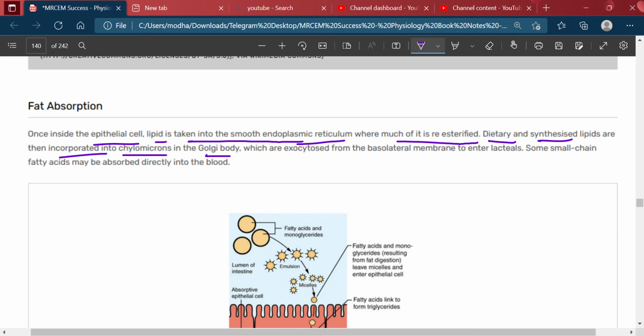So what we have seen here is that in fat absorption, once inside the epithelial cell, lipid is taken into the smooth endoplasmic reticulum, where much of it is re-esterified. Dietary and synthesized lipid are then incorporated into chylomicrons in the Golgi body, which are exocytosed from the basolateral membrane to enter the lacteals. Some small chain fatty acids may be absorbed directly into the blood.